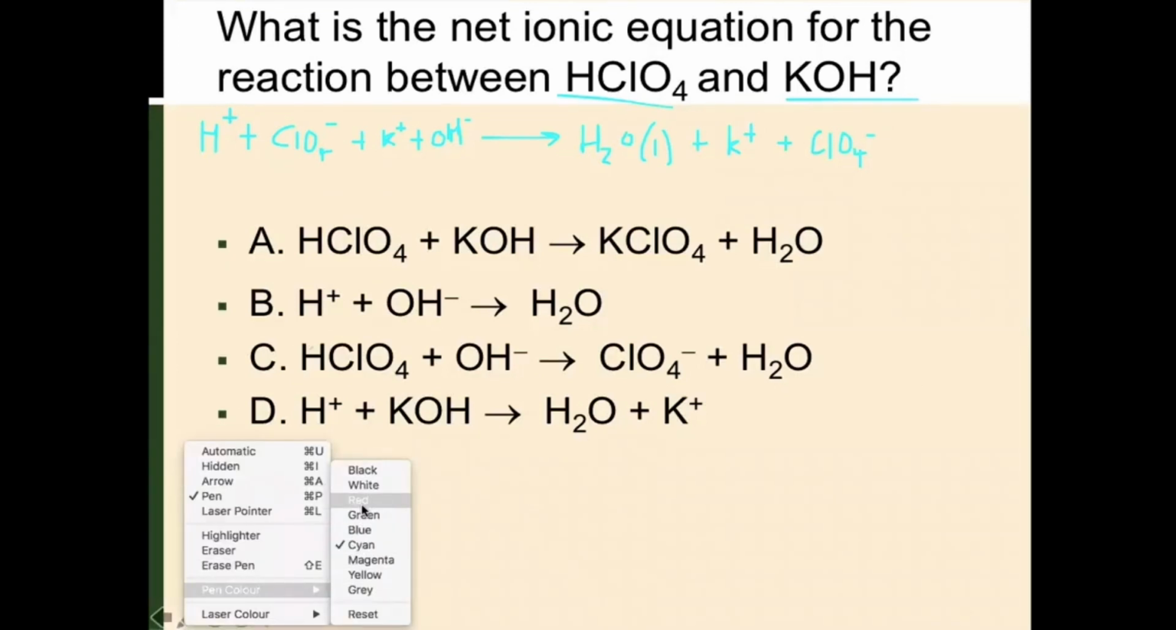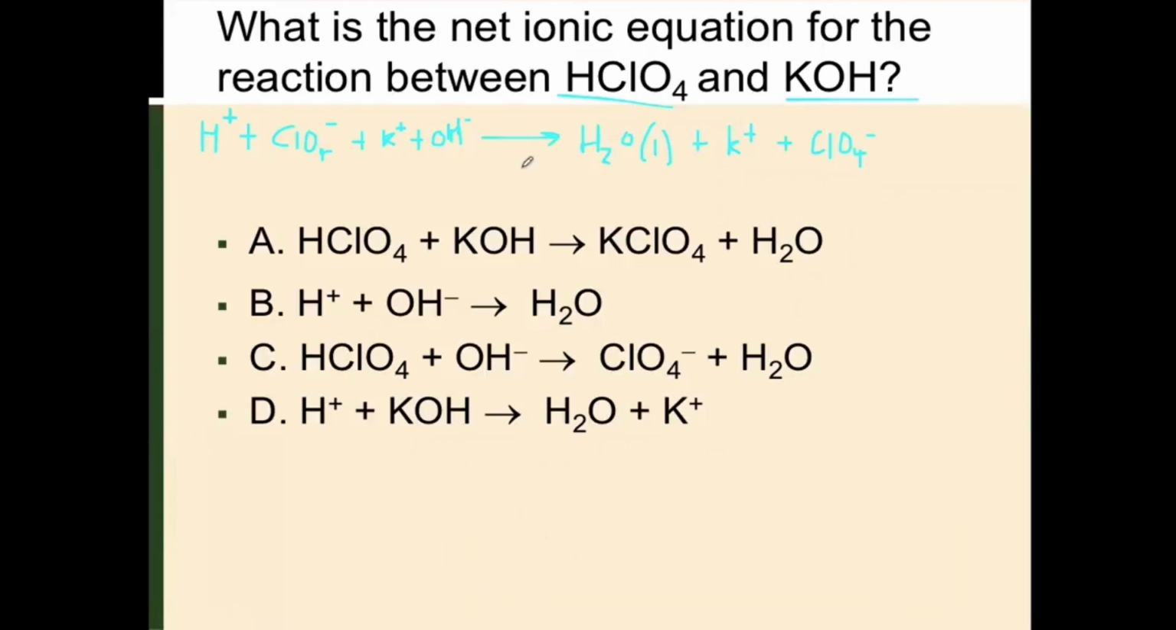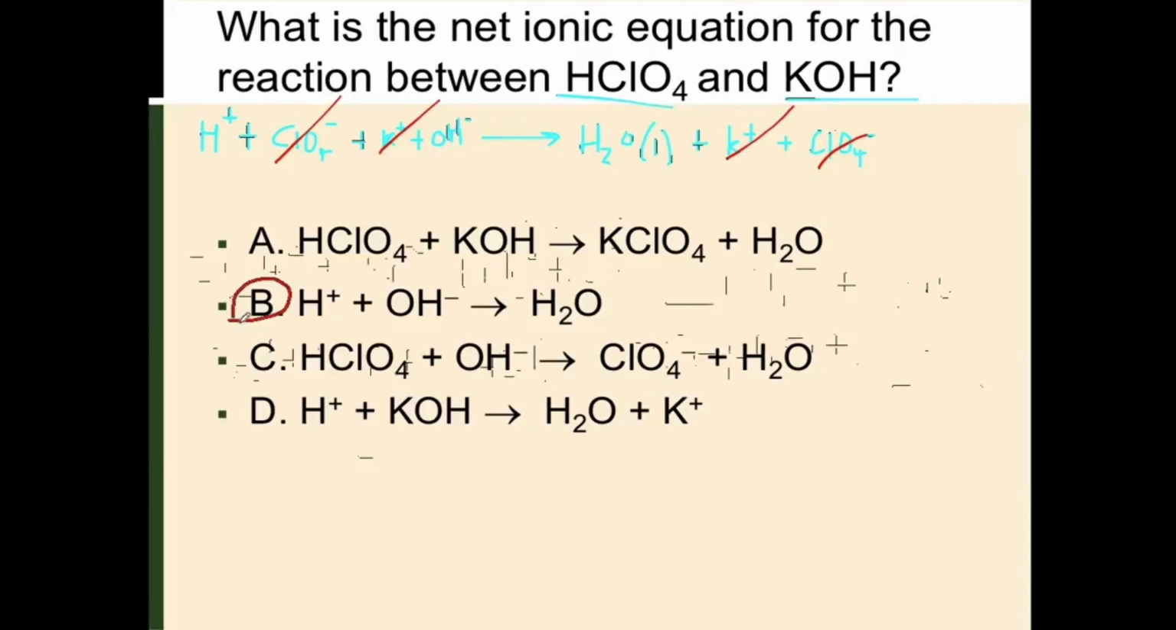So what we do here is we look at which ones are changing and which ones are not. If we look at our H plus, that is changing because it's not part of the water. If we look at our perchlorate, that does not change. If we look at our potassium, that also does not change. And so what we're left with is our H plus, our OH minus, and our H2O as a liquid. So that's why it doesn't get separated out. And so our net ionic equation in this case is going to be B, because it's got H plus and OH minus gives us H2O. The perchlorate and the potassium are what are known as spectator ions, and they do not participate in the overall reaction. Now they exist, but they do not participate.